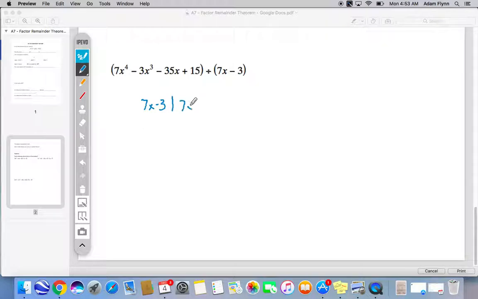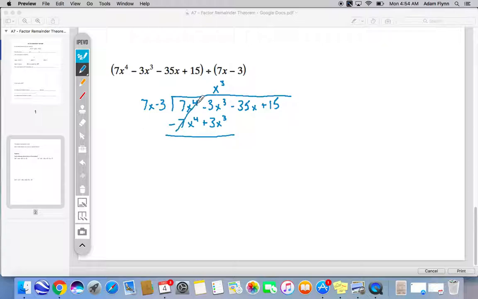And I have as my dividend 7x to the 4th minus 3x cubed minus 35x plus 15. Okay, so 7x to the 4th divided by 7x is x cubed. 7x times x cubed is 7x to the 4th. Negative 3 times x cubed is negative 3x cubed. So I have to switch my signs.